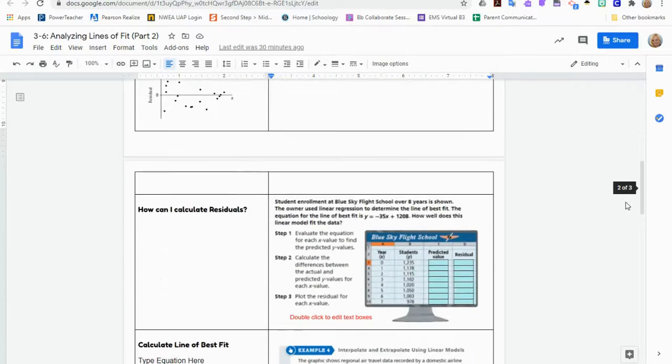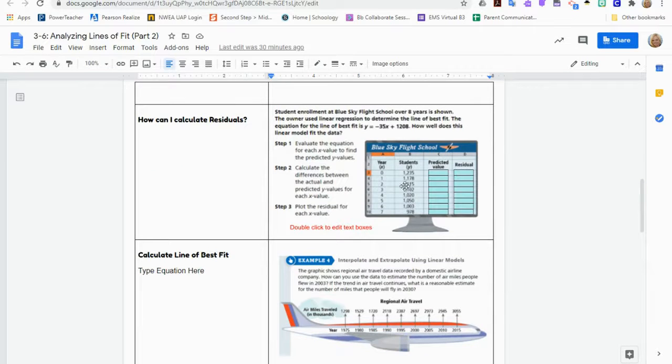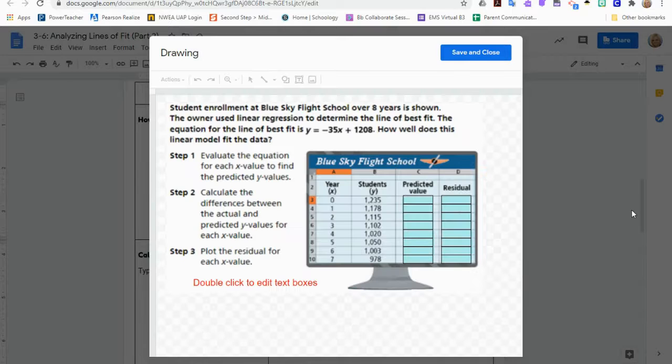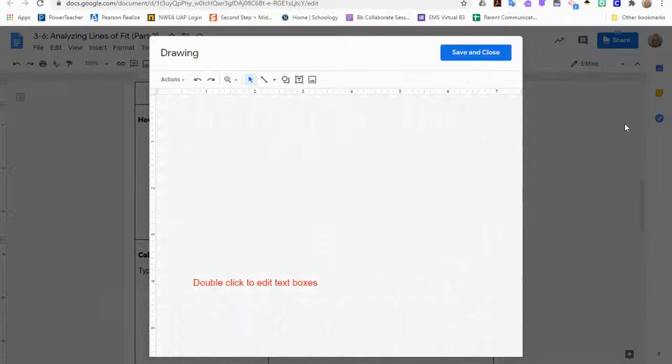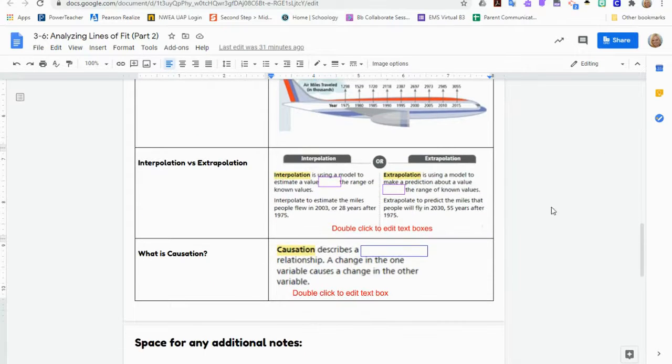Some more definitions and writing. When you get down to the images, this one has a table. If you double click, you should be able to go into the text boxes and edit those as well and save it. That also goes for the definitions down here with text boxes.